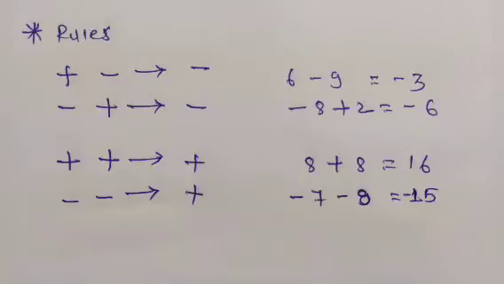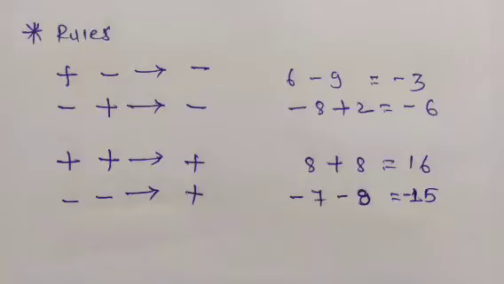If plus plus is there, we have to add it and put a positive, that is a plus sign. If minus minus is there, then we have to add it, but we put a minus sign. Similarly, if plus minus or minus plus is there, then we have to subtract it, and we put the sign of the bigger number.